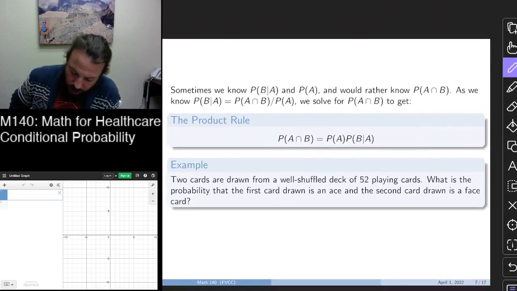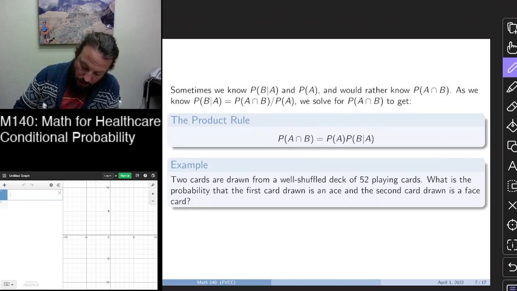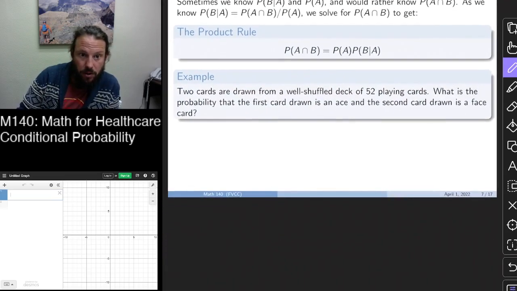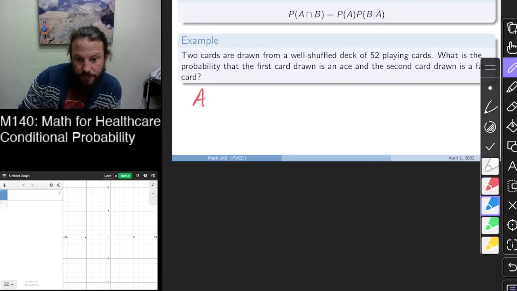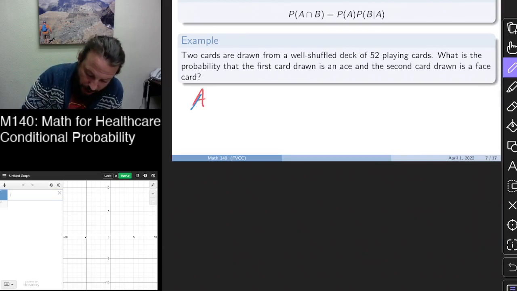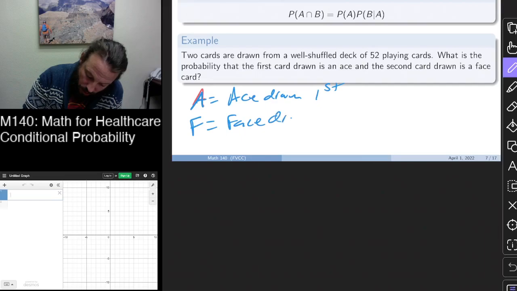Two cards drawn from a well-shuffled deck of playing cards. What is the probability the first card drawn is an ace and the second card drawn is a face card? Okay, so let's think about this. We're going to define our sets. A, I like blue better. A equals ace drawn first, and we'll say that F equals face drawn second.